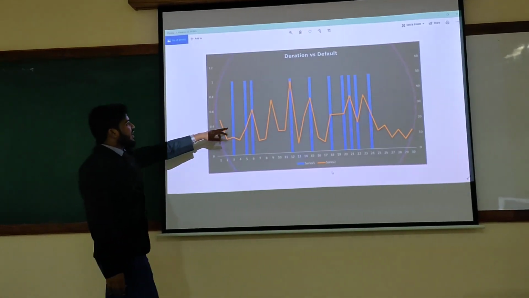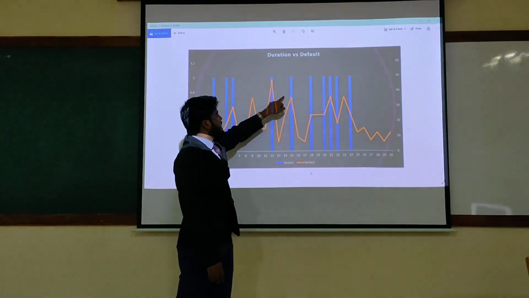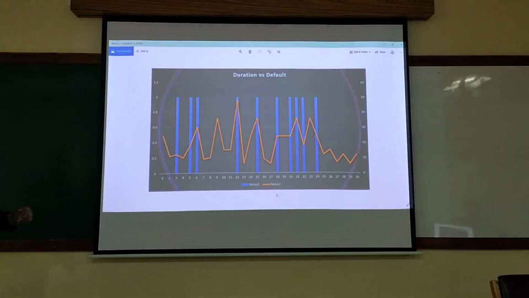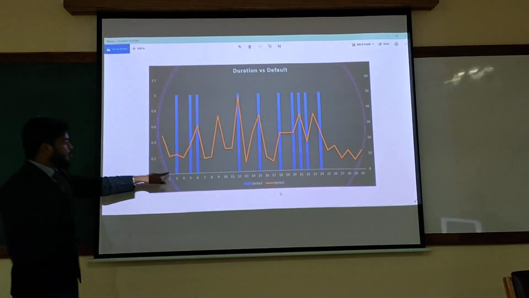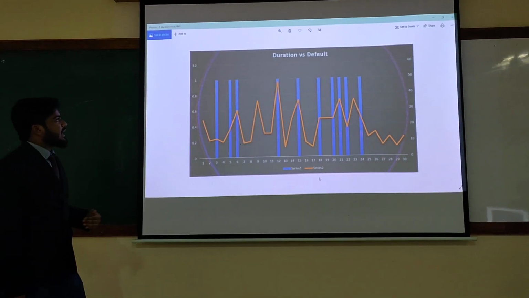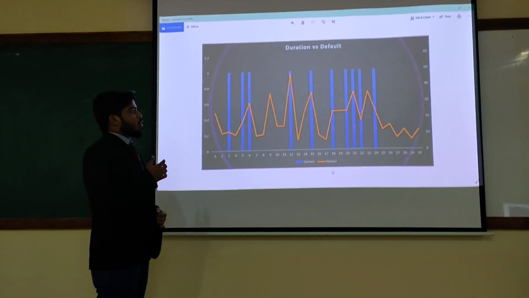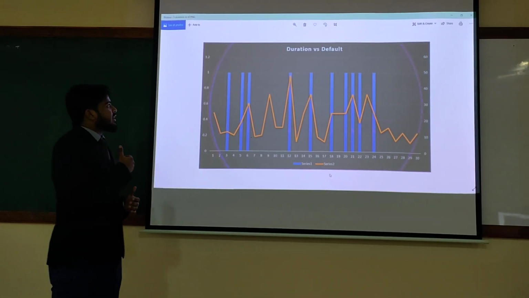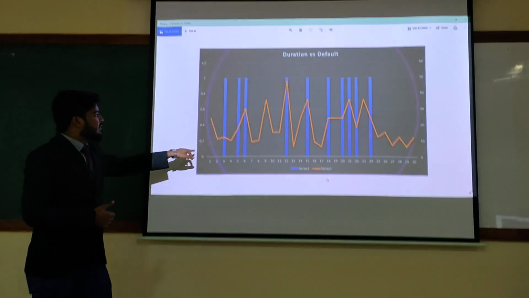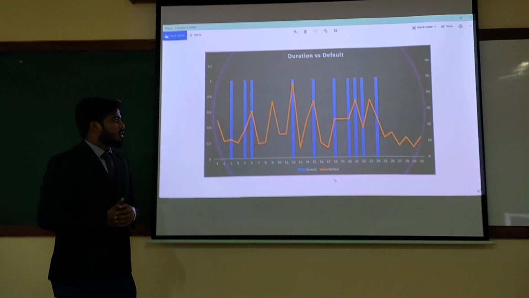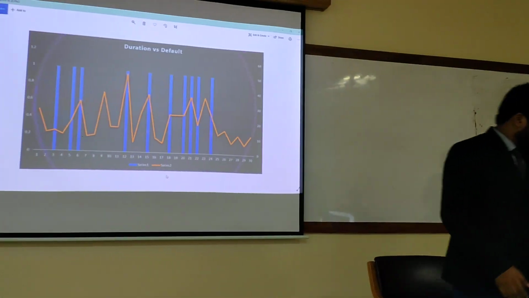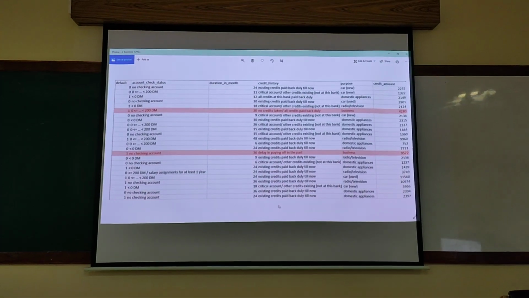So we can see that in most of the cases, wherever the duration is high, the default seems to be there. The blue line represents the default and the orange line represents the duration. So from here we can predict that whenever the person is taking a loan for a long duration, the possibility of the person defaulting or not being able to pay the loan is much higher. And whenever there is less default, we can be assured that the person will surely pay back the loan.